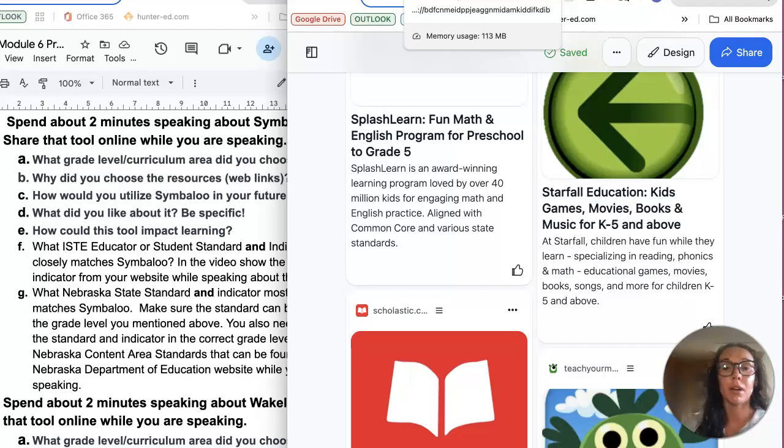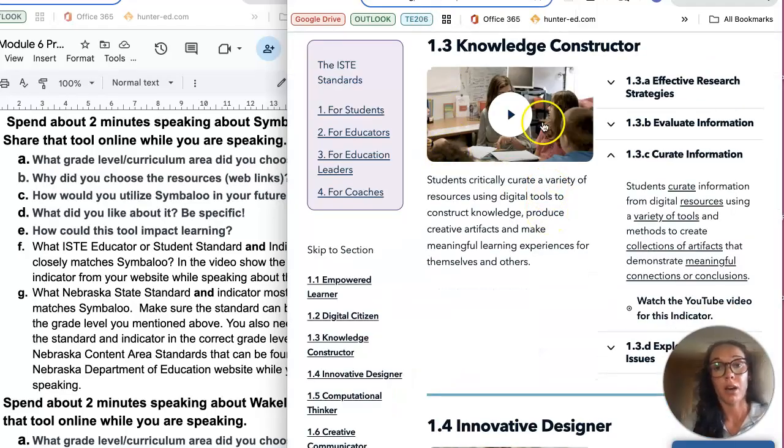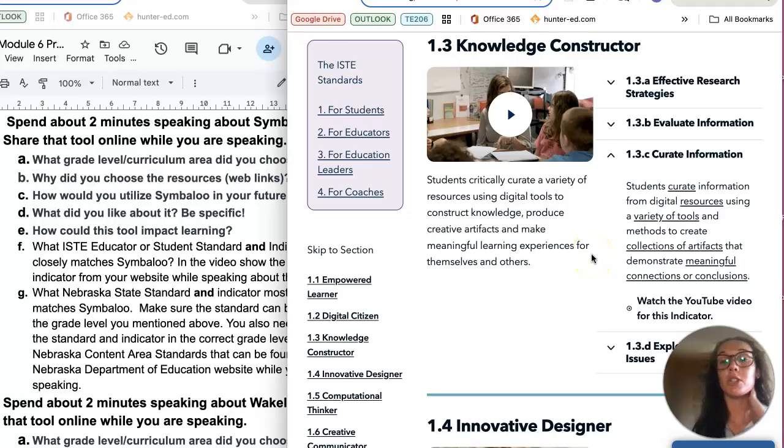I would use this the same as Symbaloo. Again, all the resources are in one spot for students. And again, same thing with Symbaloo, I also said that Wakelet was this knowledge constructor, the 1.3C, curating information. Students curate information from digital resources using a variety of tools and methods to create collections of artifacts that demonstrate meaningful connections and conclusions.